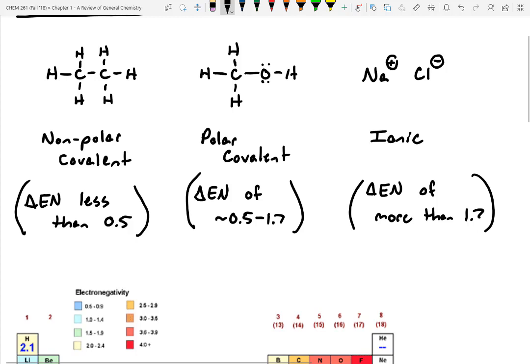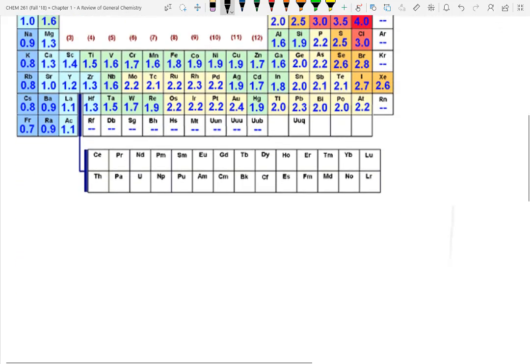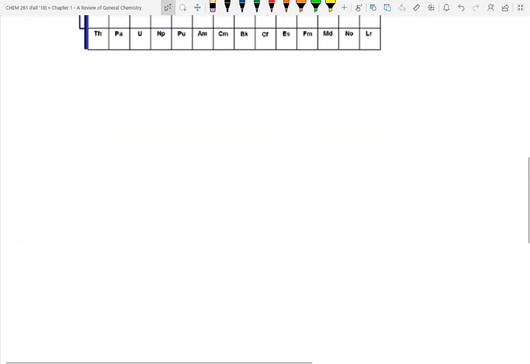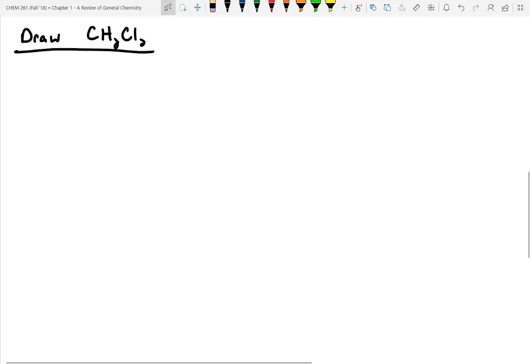All right, so let's take a look at some examples here. So let's draw the following molecule. It's CH2Cl2. This is dichloromethane. This is commonly used to decaffeinate coffee. It's a really good organic solvent. So let's do the Lewis structure.